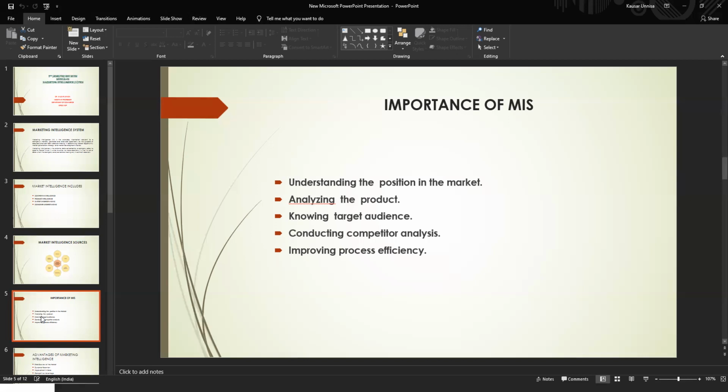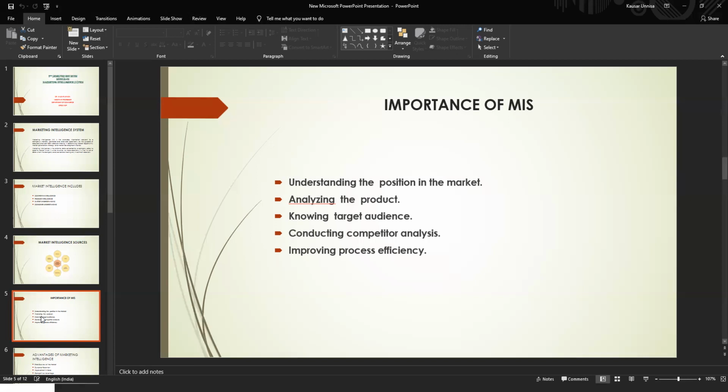And the next one is that it is helpful to conduct competitor analysis. Market intelligence helps us to understand our competition, and it identifies the areas where we have advantages and also disadvantages, because with the help of this information, the sales plans can be changed, which will help us to grow or to compete with our competitors.